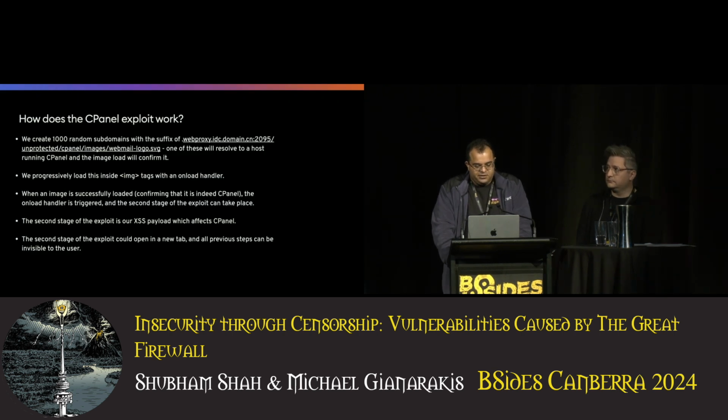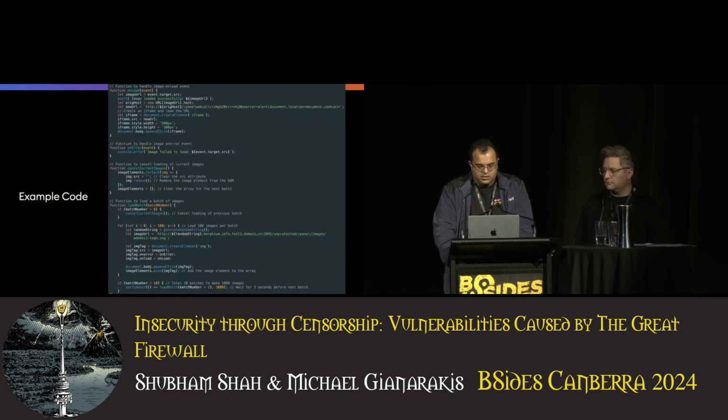So the cPanel exploit works in a quite similar way. We create 1,000 random subdomains with a specific prefix. One of those will resolve to a host running cPanel, and the image loader will confirm it, and then we do the second stage of the exploit, which is the XSS. Essentially, I think the biggest takeaway from this is that any XSS on any of the sinkhole domains or sinkhole IPs means you've got an XSS on your attack surface as well. The example code, again, is quite similar to the previous one and will also be available in our blog post as well.